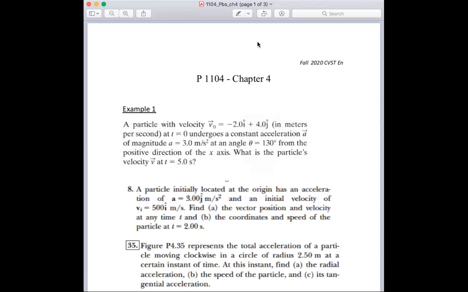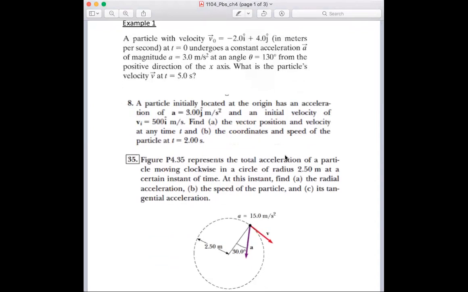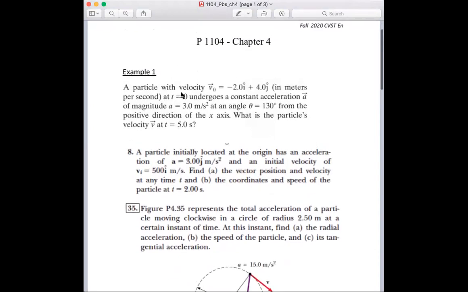about chapter number 4. It's basically about two-dimensional motion, two or three-dimensional motion, and circular motion. Those are the applications. So you'll find in this document, first of all, we have one example.